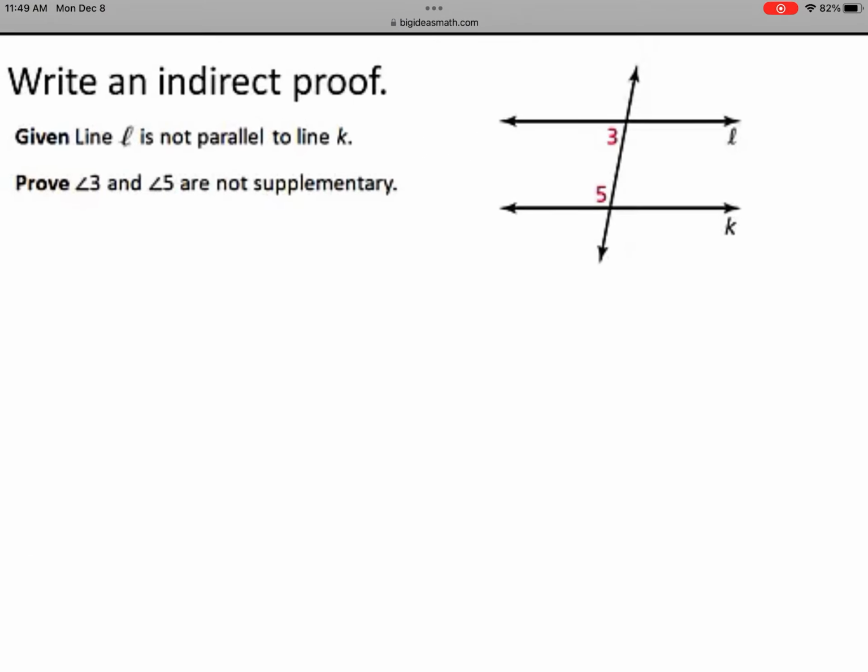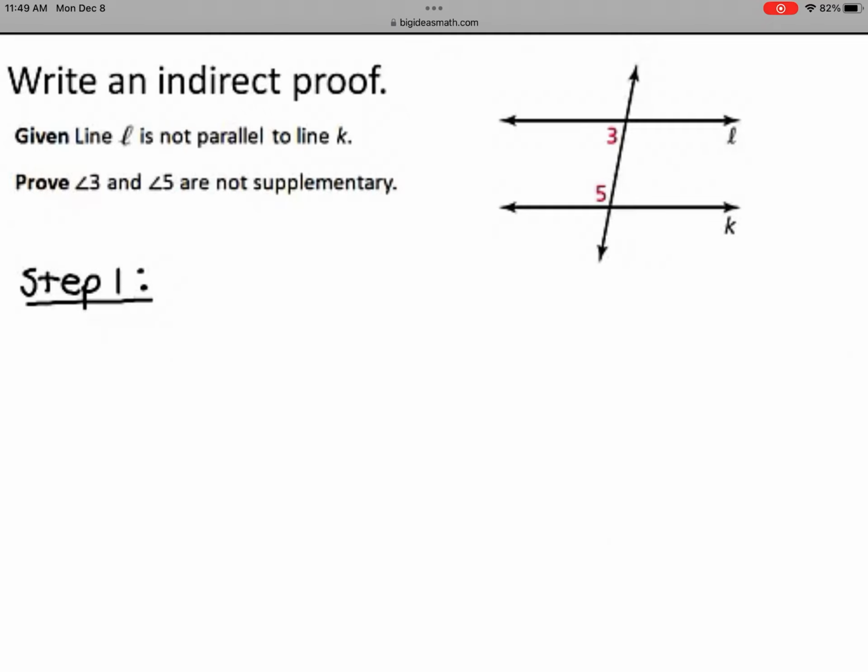Write an indirect proof. Given line L is not parallel to line K, prove angle 3 and angle 5 are not supplementary. To write an indirect proof, the first step is to assume temporarily that the statement you want to prove is false by assuming that the opposite is true.